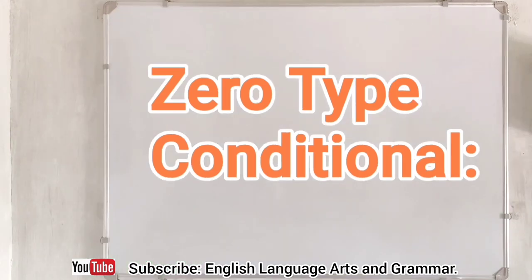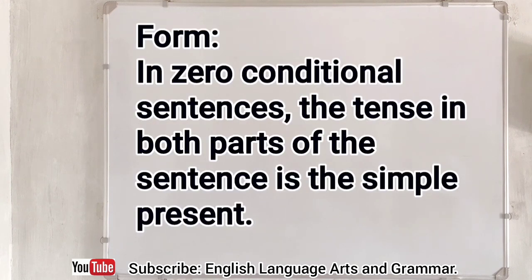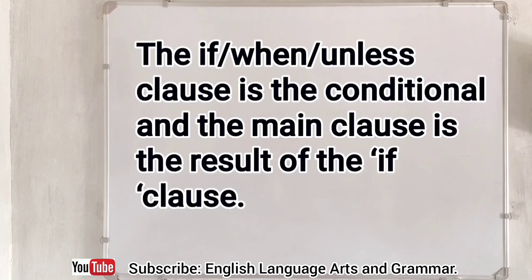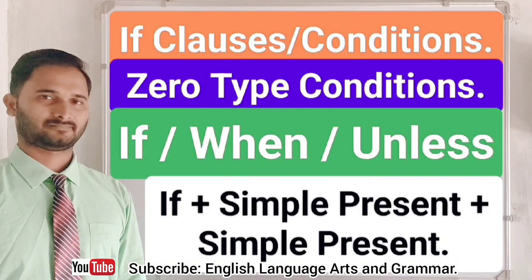Zero type conditionals. Let us see the form of it. In zero conditionals, the tense in both parts of the sentence is the simple present. There are two parts in zero conditional sentence: the if or when or unless clause and the main clause. The if or when or unless clause is the conditional and the main clause is the result of the if clause.